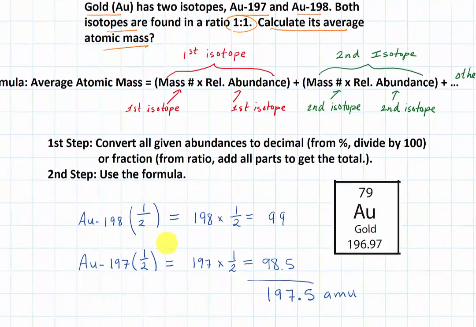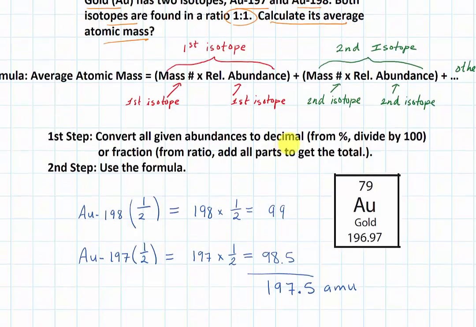Going back to the formula, the average atomic mass is the sum of the mass number times the relative abundance of all the isotopes, but you have to do them individually. In this case, we don't have a decimal, but we have a ratio, so we have to add all the parts. If we look at the parts of the ratio, we have a 1:1 ratio. In this case, there are two parts. One part is 1, the other part is 1. So 1 plus 1 gives us a total of 2. Your total now is not 100 like a percentage, but it is 2. So how is that going to work?